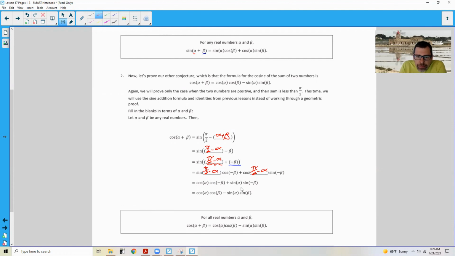And then we simplify. So cosine alpha, cosine negative beta, where did that come from? And then we have plus sine alpha, sine negative beta. All right, well, the sine of negative beta is right here. The cosine of negative beta is right here. But if we take the sine of pi over 2 minus alpha, that's the same as the cosine of alpha, because the sine of 90 minus one angle is equal to the cosine of the other angle. And same with here. Okay, so hopefully you follow that. And then that simplifies to cosine of alpha, cosine beta minus sine alpha, sine beta. So what happened there?